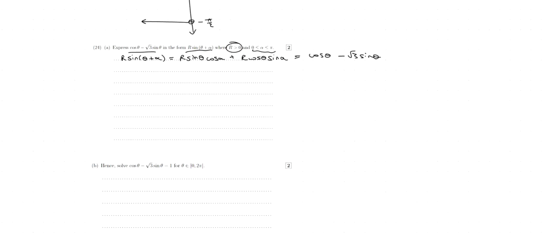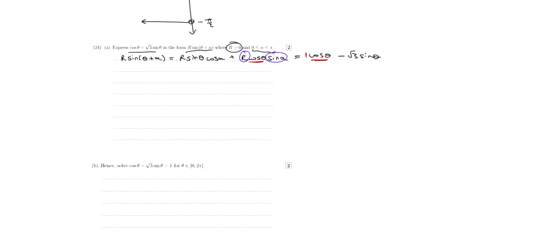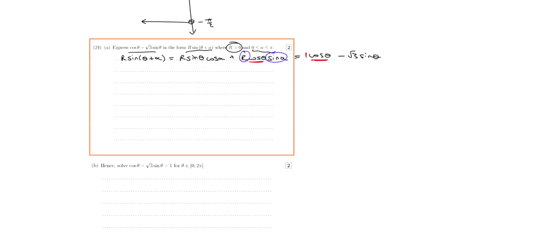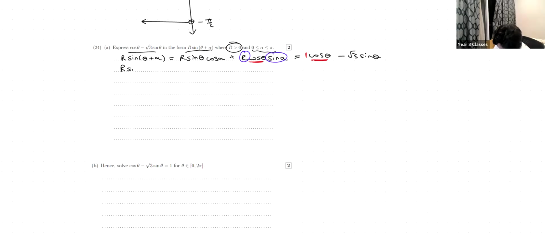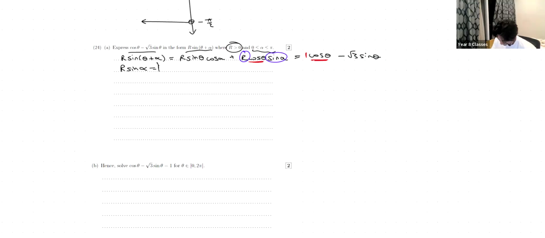On the right side, we have cos theta, whose coefficient is just going to be 1. And on the left side, we have this cos theta here, and the coefficient around that is going to be r sine alpha. So what we can say is r sine alpha equals 1, because they have the same variable, which is cos theta. So what about r cos alpha? What's that going to be equal to? Minus √3. Yes, exactly.